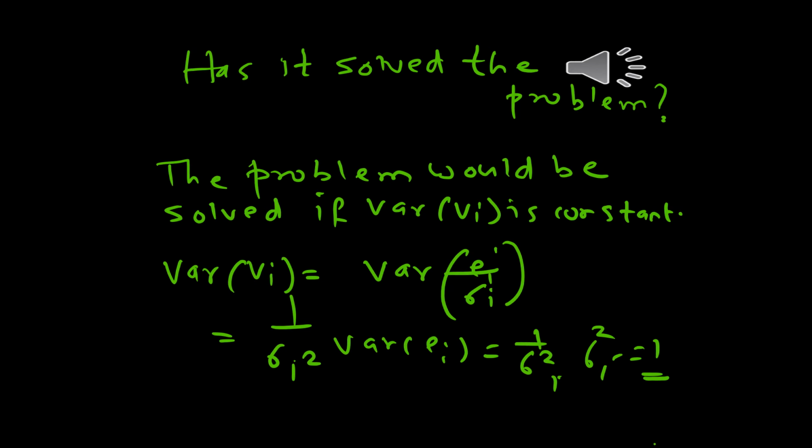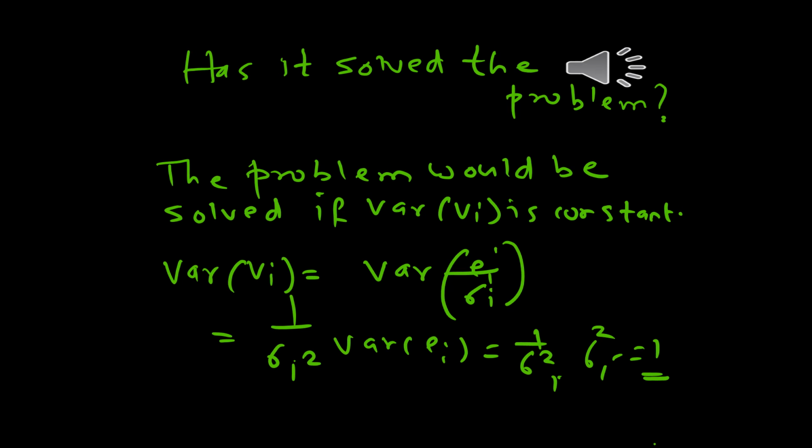Now vi is ei upon sigma i. You know that variance of x upon alpha is 1 upon alpha square variance of x. So by the same token, variance of ei upon sigma i will be 1 upon sigma i square variance of ei. But the variance of ei is itself sigma square i. So you would have 1 upon sigma square i into sigma square i, which is 1. Which means that the variance of each of the error terms would be 1 and hence constant. Therefore, the problem seems to have been solved.